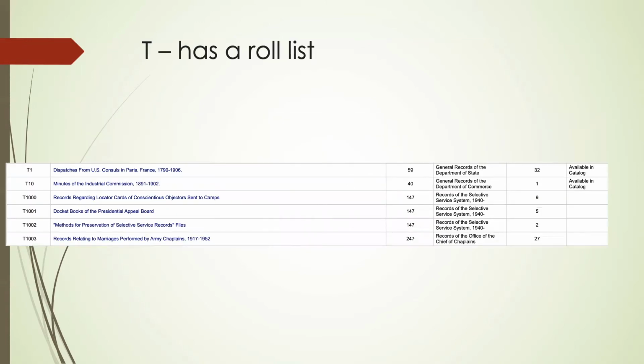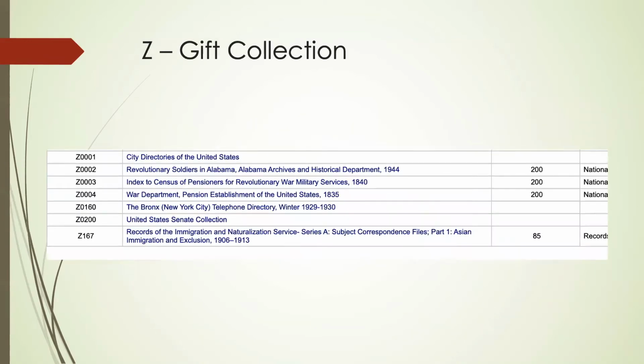T, this means that it's a NARA publication that generally has a roll list, not a descriptive pamphlet. And I'll show you an example of that also. And then Z, again, belongs in the gift collection. It's still not clear to me why so many things are in the gift collection with so many different codes.